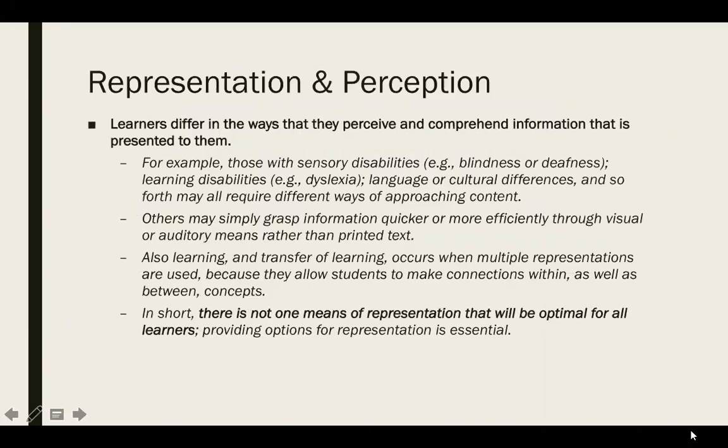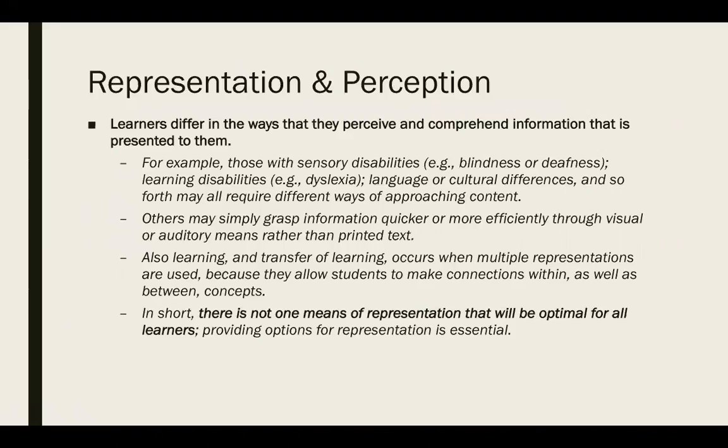Representation and perception are some really key areas. Everybody differs in the way that they perceive and comprehend information. Someone with a sensory disability, learning disabilities, language or cultural differences might all approach content in different ways. Others might simply grasp information more quickly or efficiently through visual or auditory means rather than printed text. Some of us are visual learners, some are more tactile, some more auditory, and that all comes into play with universal design.